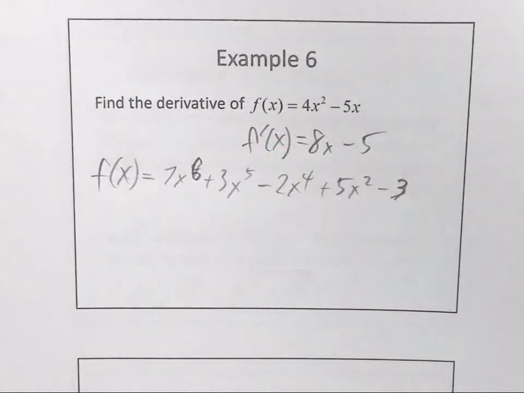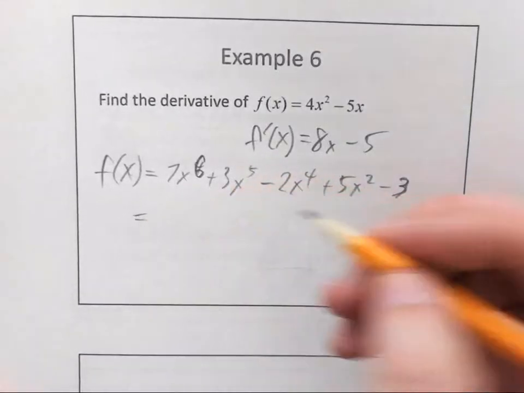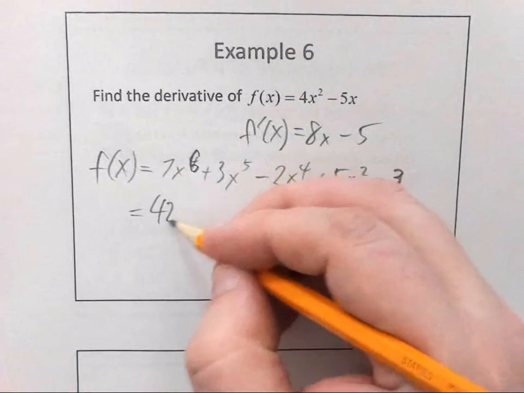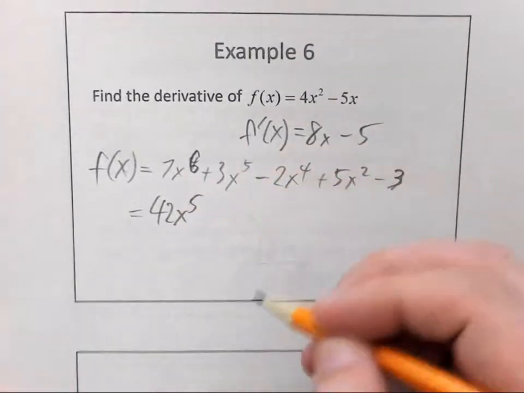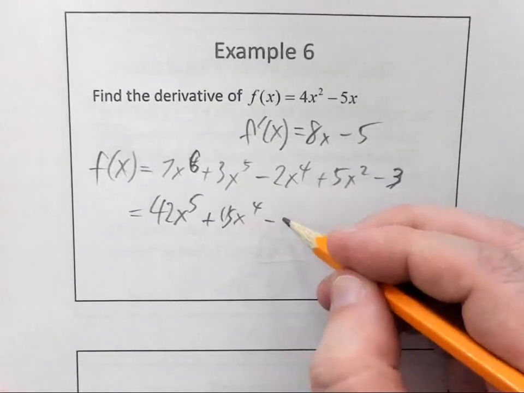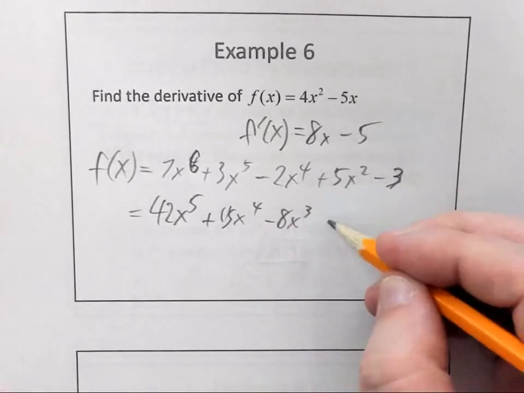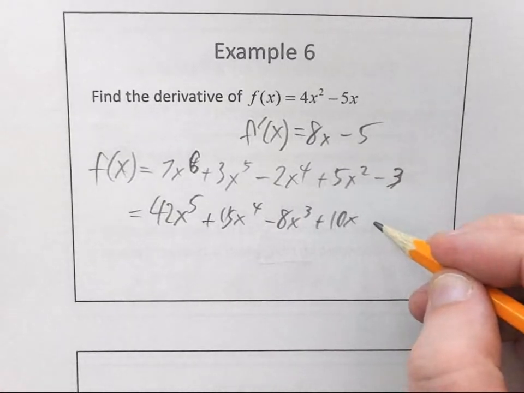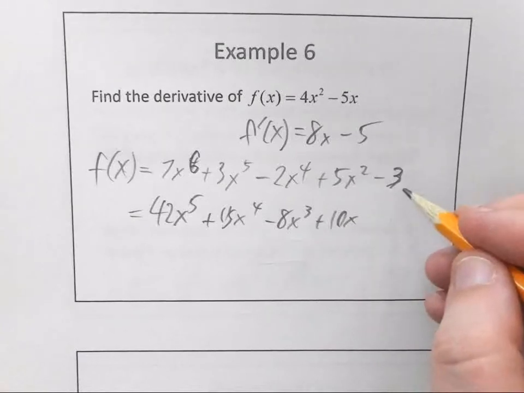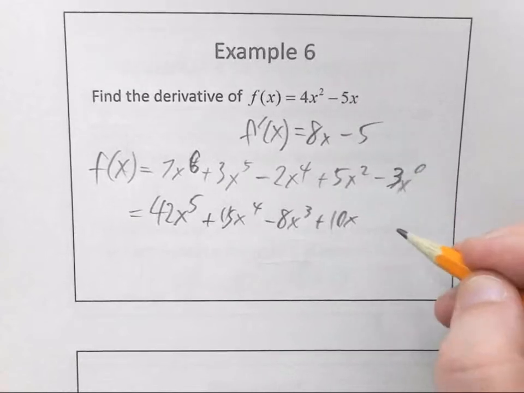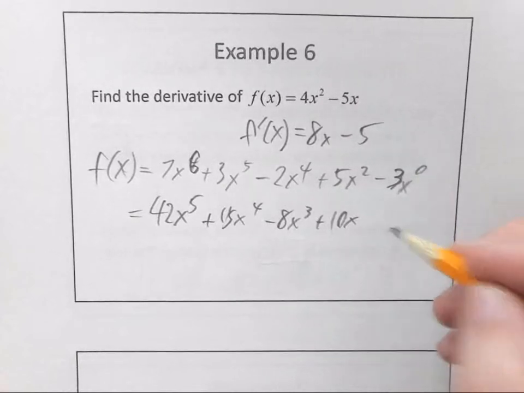Okay, so this would be if I did the derivative. And if you want to do it the long way, you can. But 42x to the 5th. What's the exponent on the variable in this term? 0. Yeah, this is x to the 0, right? So what's the pattern going on here?